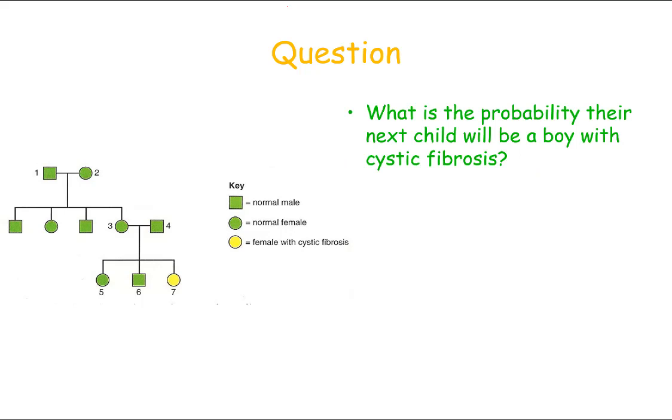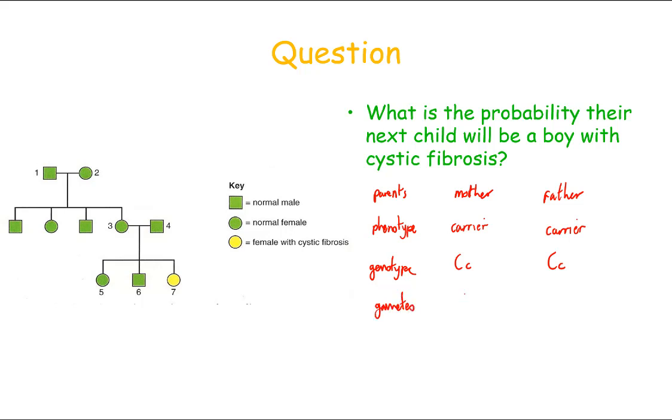What is the probability their next child will be a boy with cystic fibrosis? Now, to do this, we need a Punnett square. So we'll set out the parents, mother and father, their phenotype. We're going to put carrier just because we worked out in one of the other questions that they had to have the genotype big C, little c.